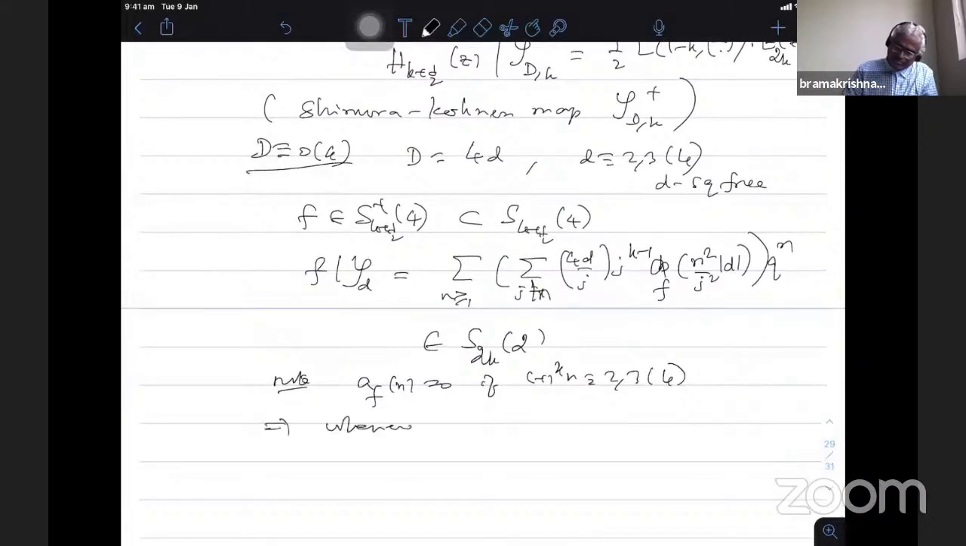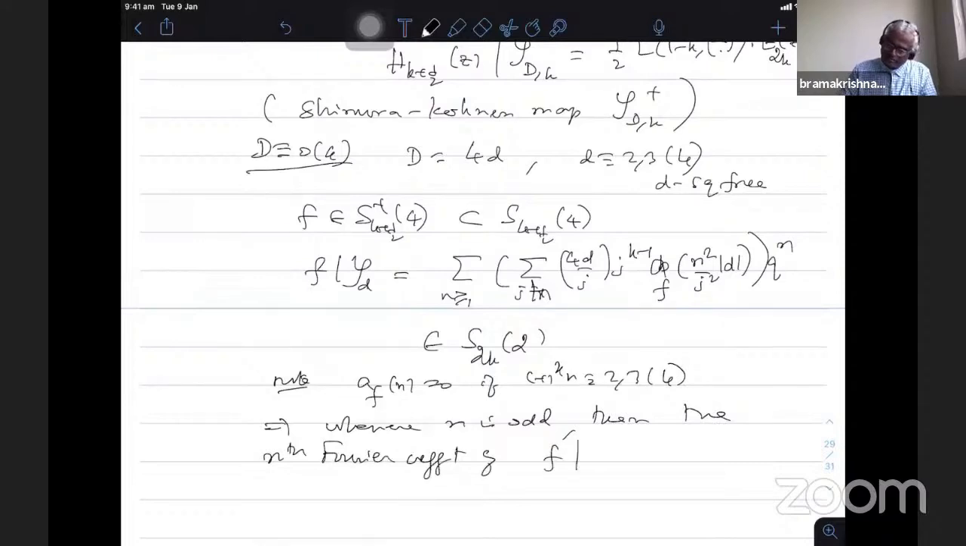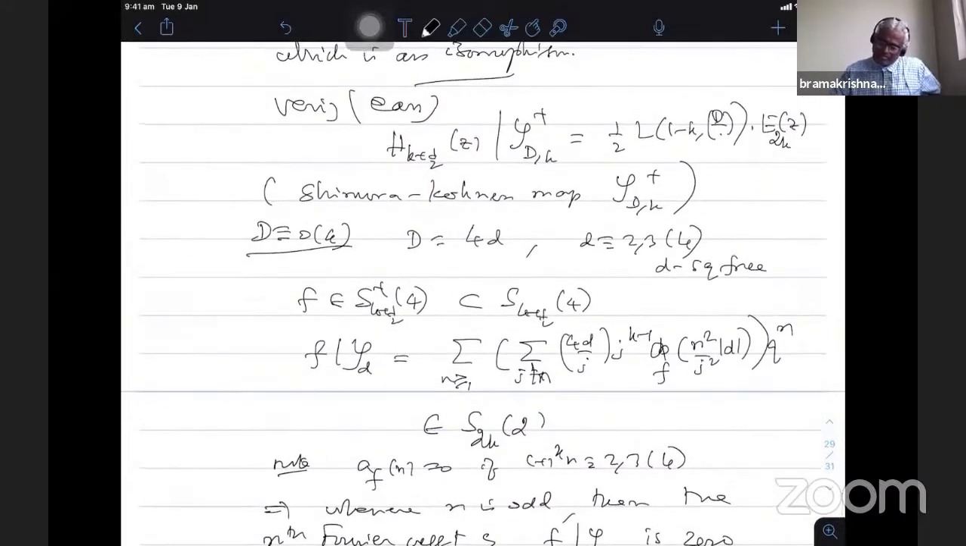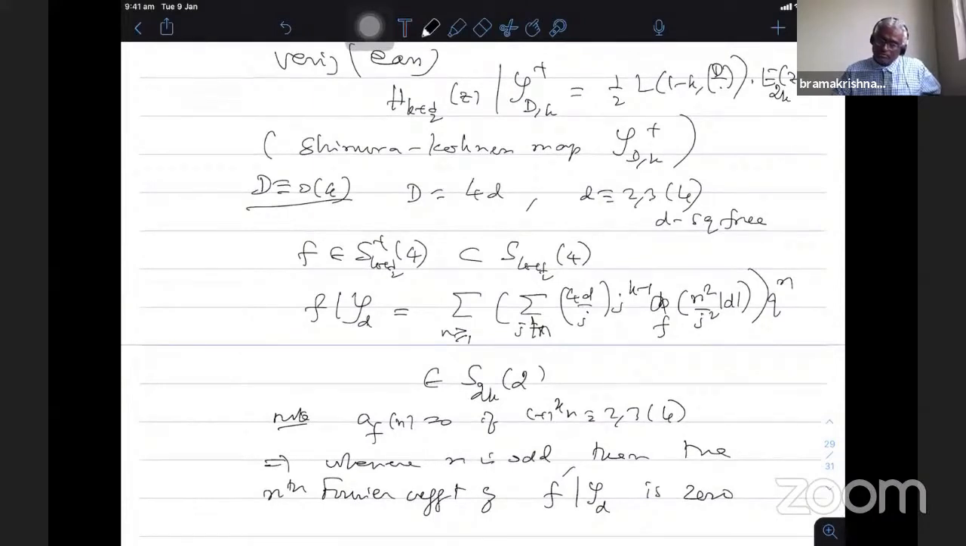Whenever n is odd, take any odd n; then the nth Fourier coefficient of f bar S_D is 0. You can look at this one: whenever n is odd, the d is 2 or 3 mod 4, therefore these coefficients are 0. So whenever I take n odd, all these coefficients are 0. Therefore, this will become 0, and this map's nth coefficient is 0.